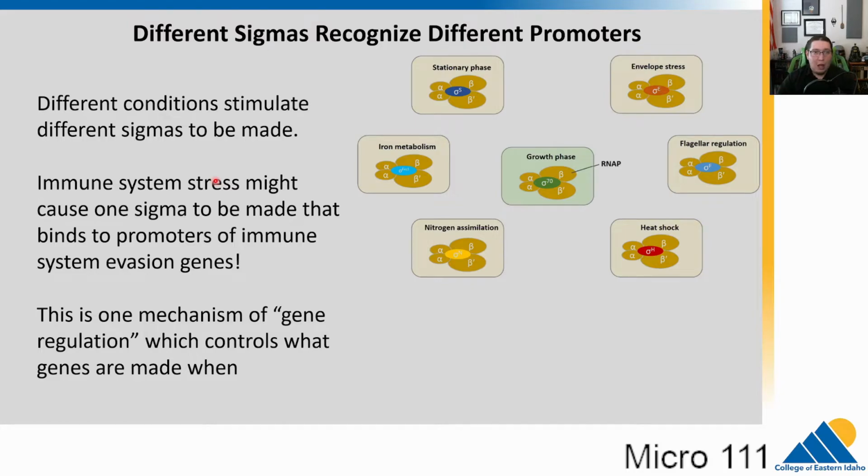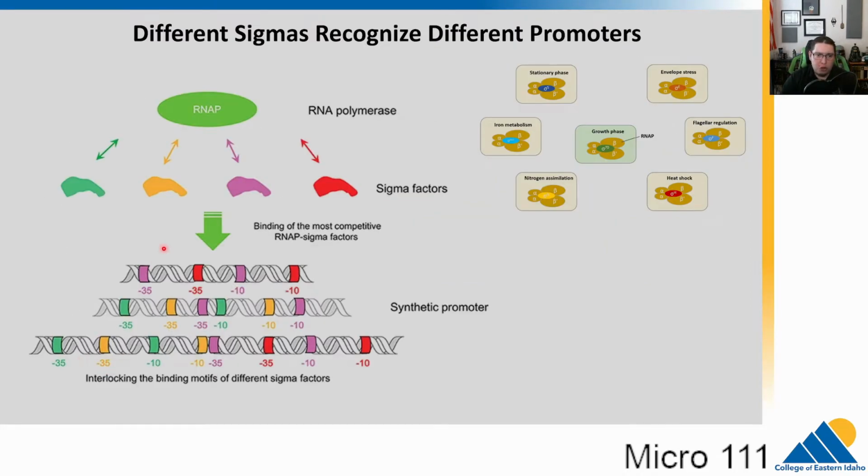This is a form of gene regulation. Maybe the immune system is trying to attack the bacteria. There's a sigma factor that will find genes that promote immune system evasion. So there's different sigma factors for different areas, and different sigma factors for different conditions, and we call this gene regulation, right? Turning genes on and off depending on when they're needed and when they're not needed. We'll come back to that in a later section. But I just want to show you what this might look like.